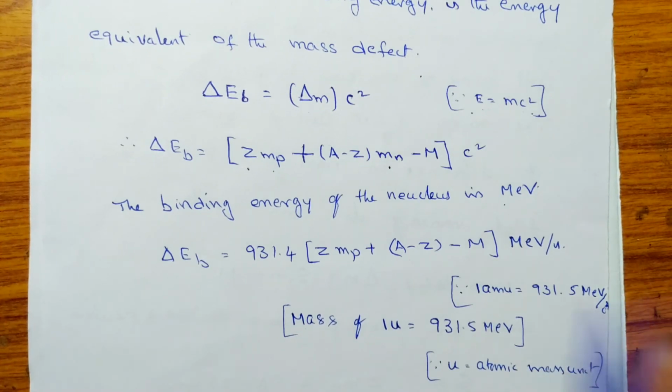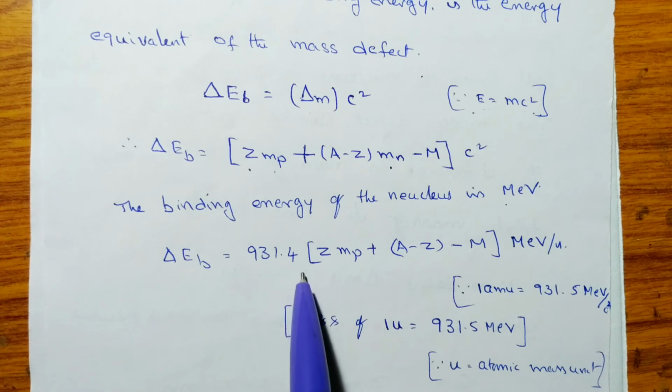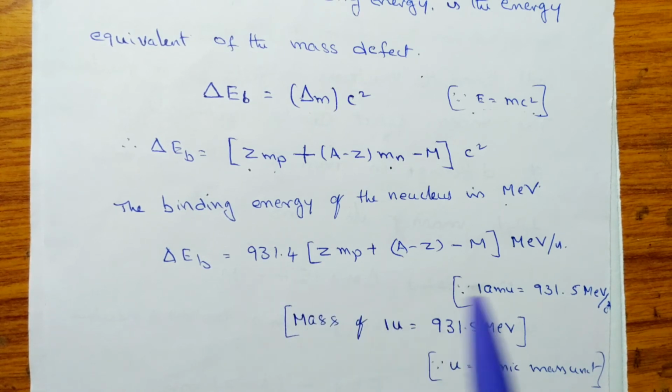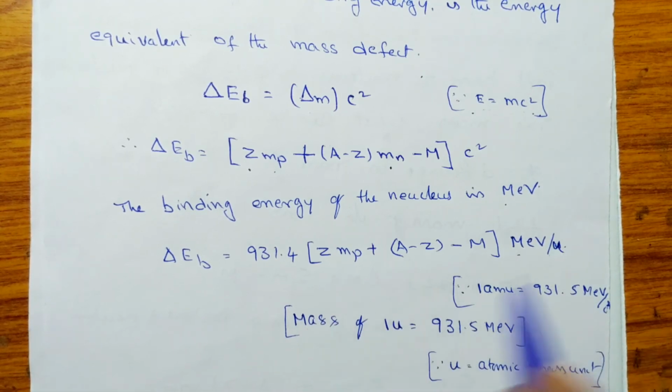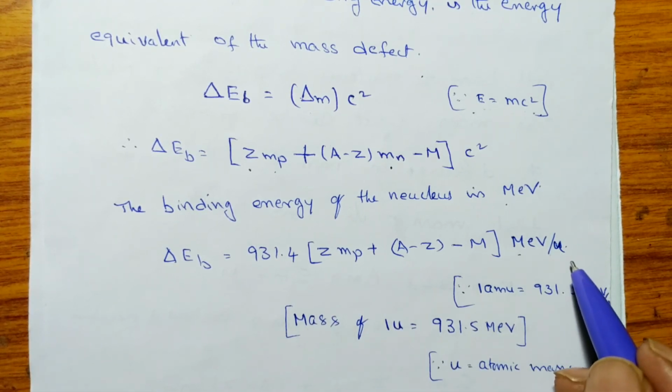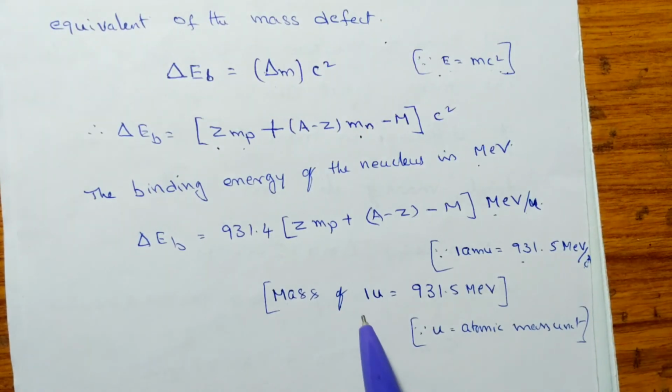MeV means million electron volt. Then delta Eb is equal to 931.4 into this value in MeV by U. U means AMU, atomic mass unit, can be indicated as U. Here 1 AMU is equal to 931.5 million electron volts. So the mass of 1 U is equal to 931.5 million electron volts, where U is equal to atomic mass unit.